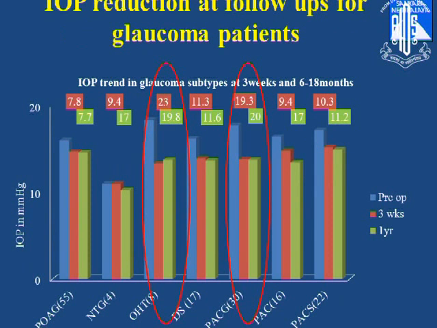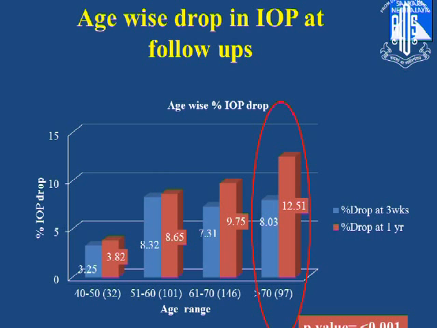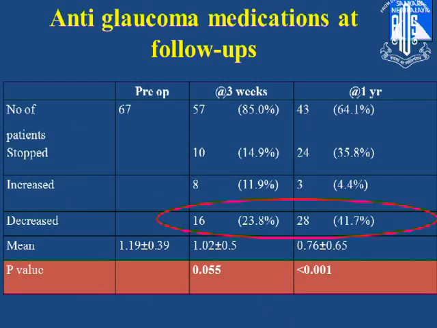This chart shows different types of glaucomas having intraocular pressure reduction at the follow-ups. Here we can notice that in ocular hypertension as well as in primary angle closure glaucoma, the drop was more, that is 20% at mid-term. Our study showed that the IOP drop was more in higher age groups, as the requirement for anti-glaucoma medication was also reduced at short-term and mid-term by 23.8% and 41.7% respectively.